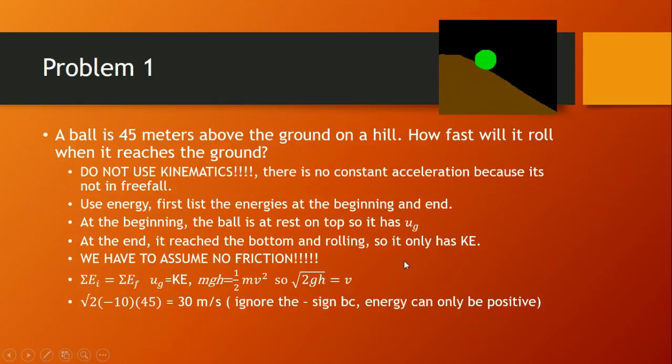And we have to ignore the negative sign because energy can only be positive. So even though there's a negative in the formula, in the radical, we have to ignore the negative due to gravity. So just take out the negative and you will get the answer. And it equals 30 meters per second squared.